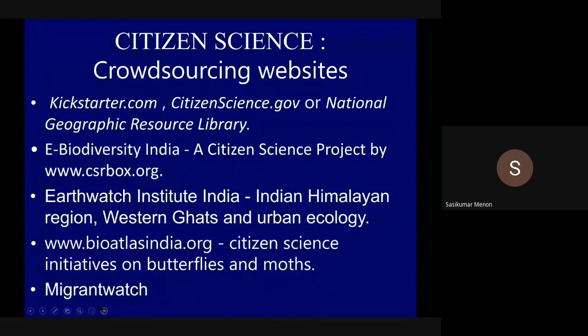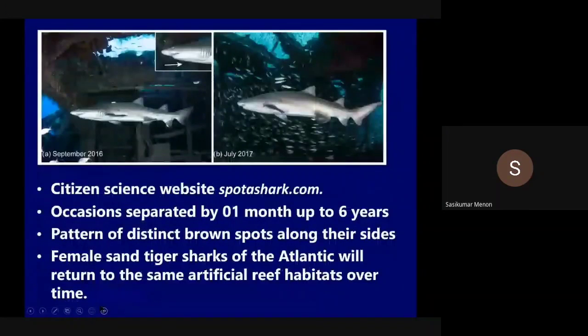Now, you may ask, what is the value of citizen data? I'll give you an example. See this. This is done by citizens. There is a website called Spot a Shark. What they do is they take photographs of divers. These are all scuba divers who go down and investigate sunken ships and underwater structures and so on. And they are encouraged to take photographs of sharks. And they say, please upload your photographs on our site.